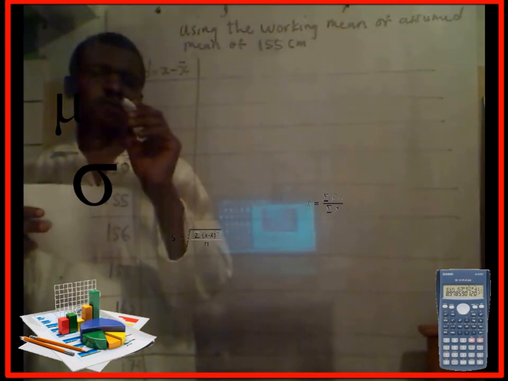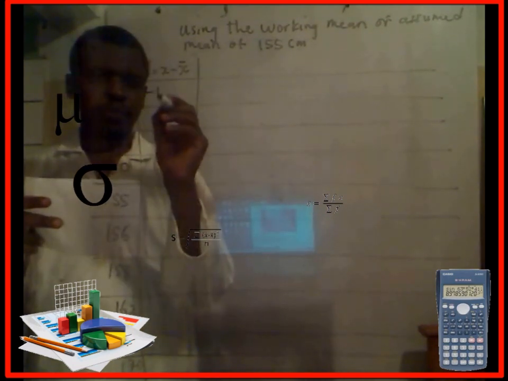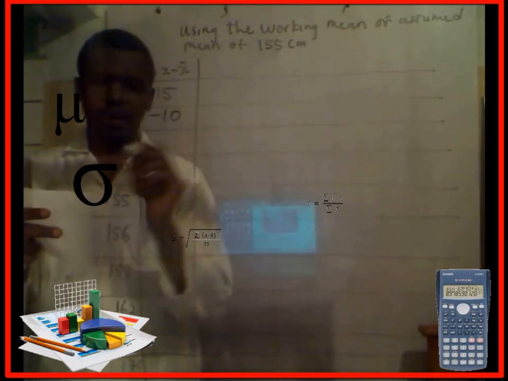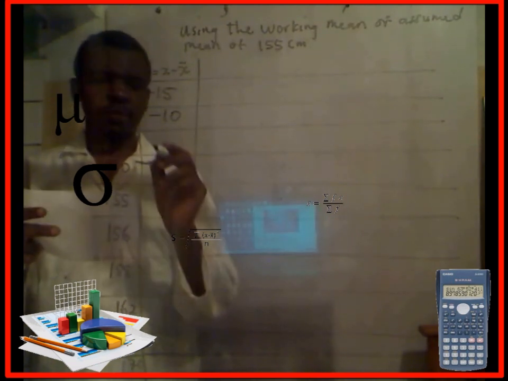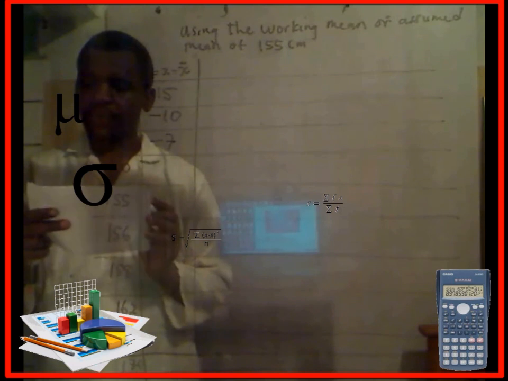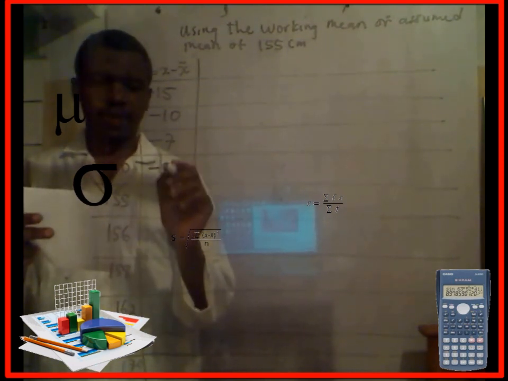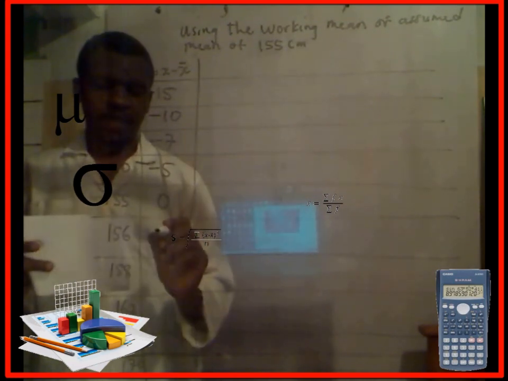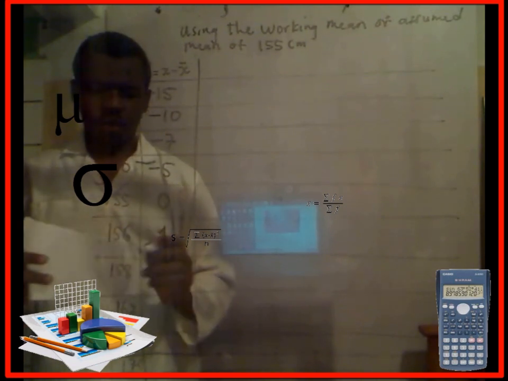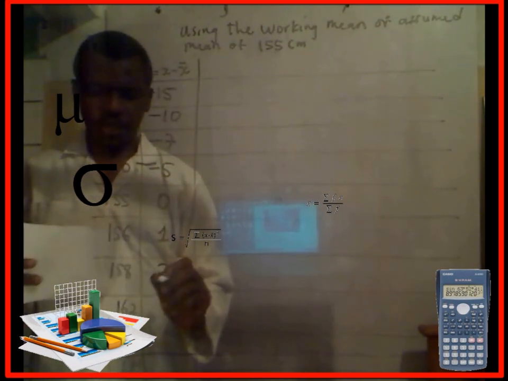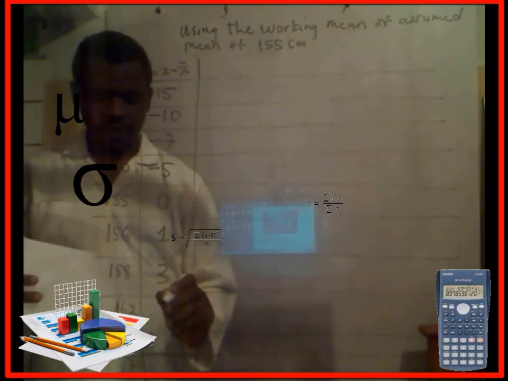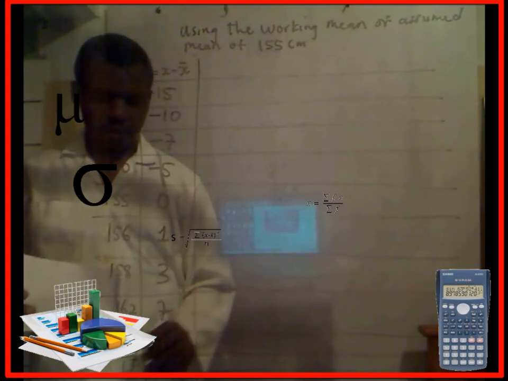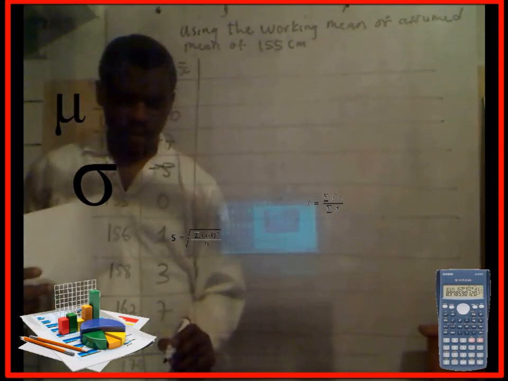So I shall have 140 minus 155, minus 15. 145 minus 155 gives me minus 10. 148 minus 155 gives me minus 7. 150 minus 155 gives me minus 5. 155 minus 155, 0. 156 minus 155 gives me 1. 158 minus 155 gives me 3. 162 minus 155 gives 7. 165 minus 155 gives 10. 170 minus 155 gives us 15.